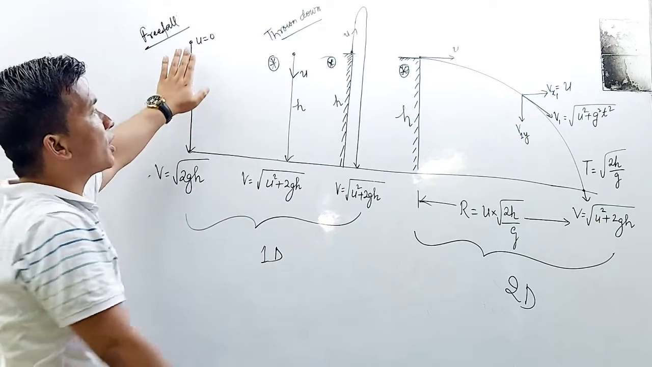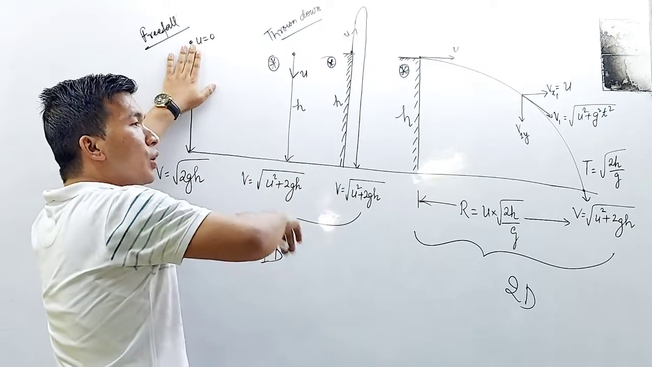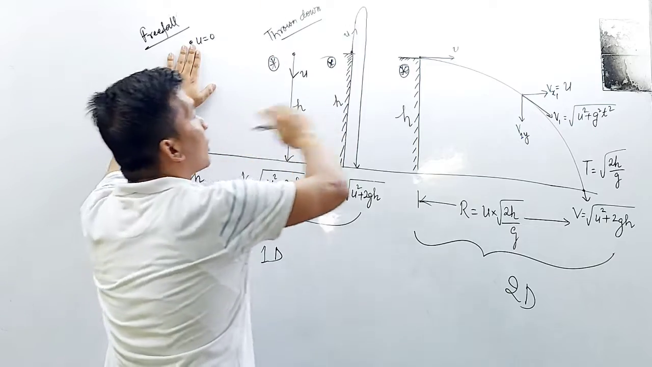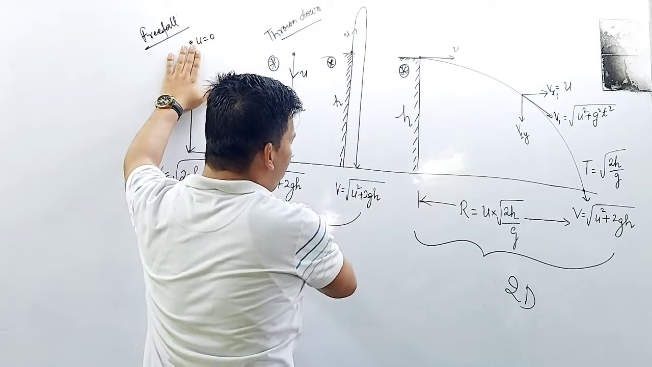From some certain height h, if the object is thrown with the same velocity, vertically downward, vertically upward, or horizontally, it doesn't matter. They will be landing on the ground with the same velocity.